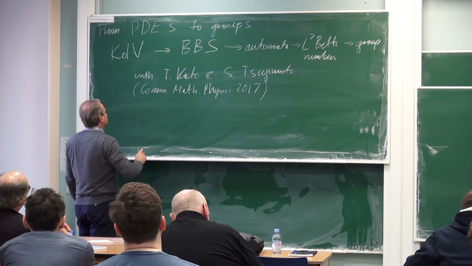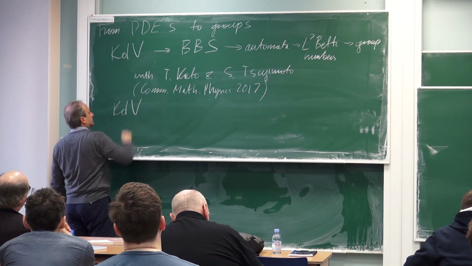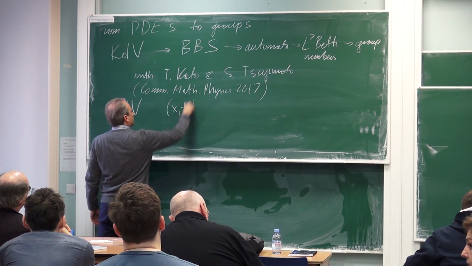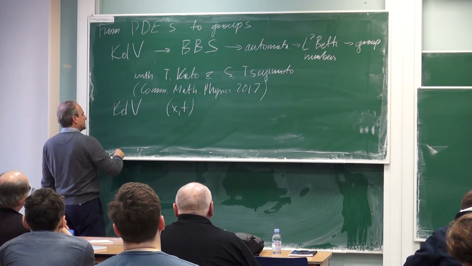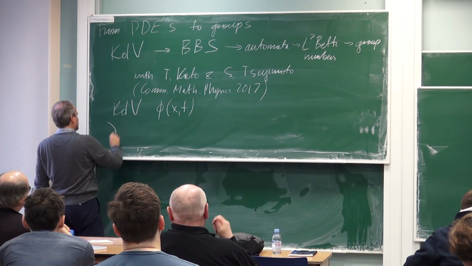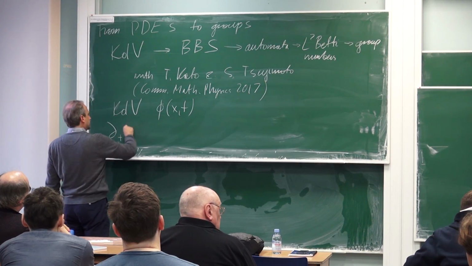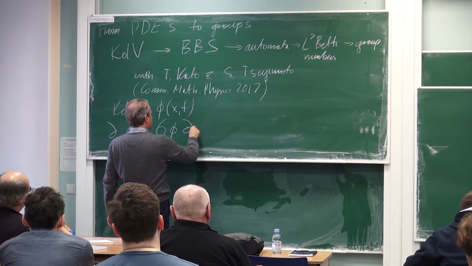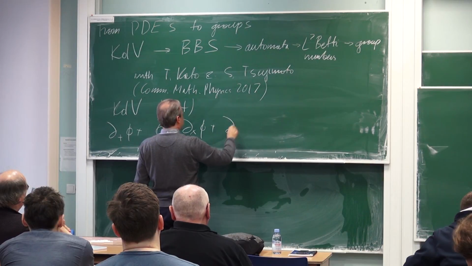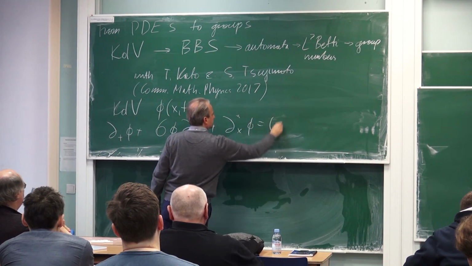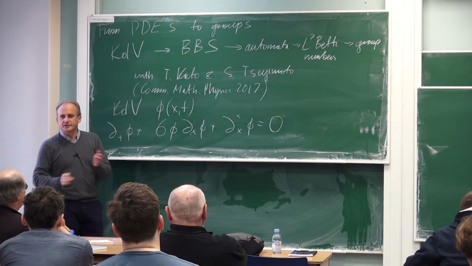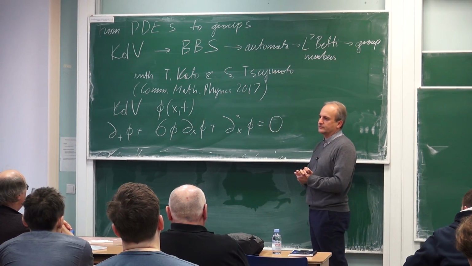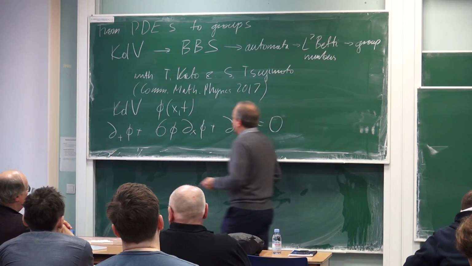The Korteweg-de Vries equation we'll consider is really the most standard one. Namely, with one spatial variable, it's the derivative with respect to time plus the standard normalization 6 phi dx phi plus the third derivative with respect to x equal to 0. Okay, so as everybody remembers, it's supposed to describe the waves in shallow waters of Amsterdam canals.